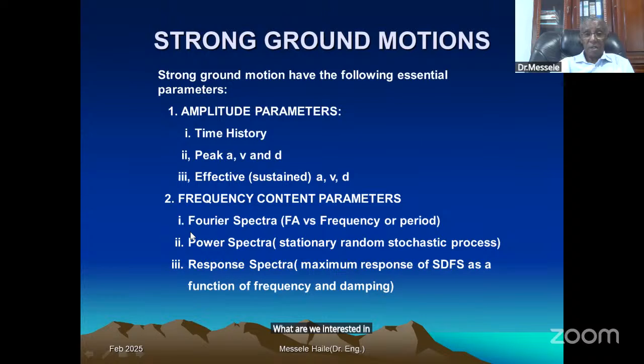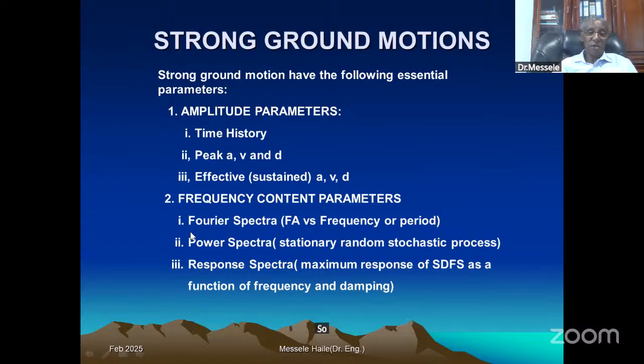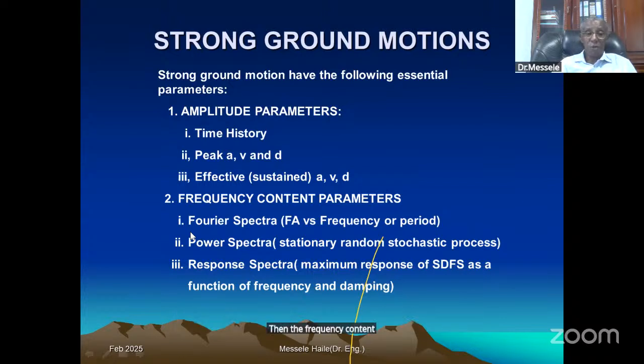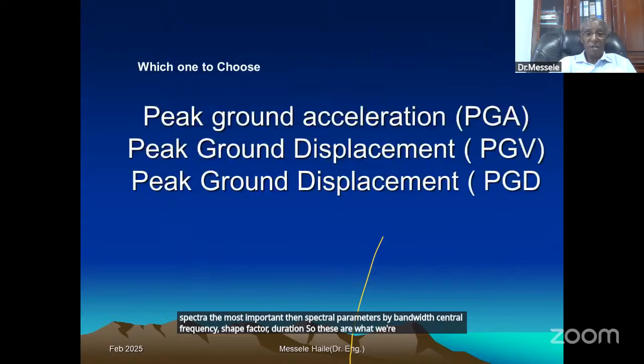Now I'm trying to build a case for dynamic analysis, not the code method. So when we record strong ground motion or generate it, we are interested in the time history, in the peak acceleration, velocity, displacement, and effective sustained acceleration, velocity and displacement, not the whole range, but the effective one. Then the frequency content parameters, the Fourier and power spectra and response spectra, the most important. Then spectral parameters: bandwidth, central frequency, shape factor, duration. So these are what we're looking for in dynamic analysis.